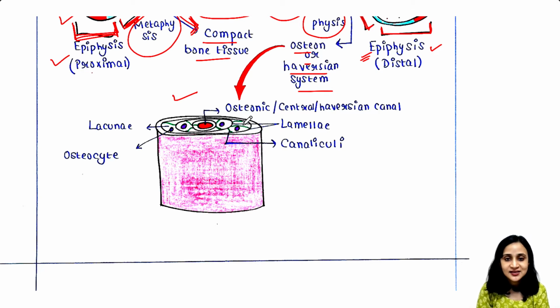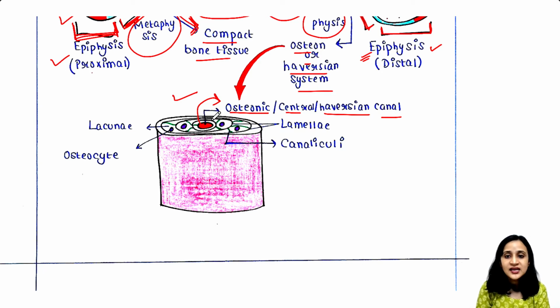Or you can also say it Haversian system. In this system, this is the central canal. This is also called the osteonic, central or Haversian canal. This is the central canal system where the red blood vessel is running. That's why this is red in color. This is the central part. Here you will get blood vessels in this Haversian canal.